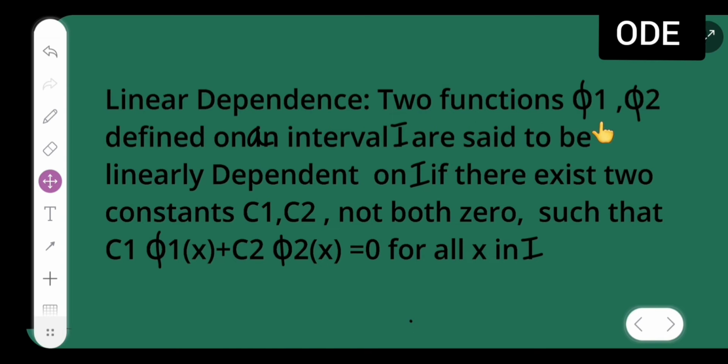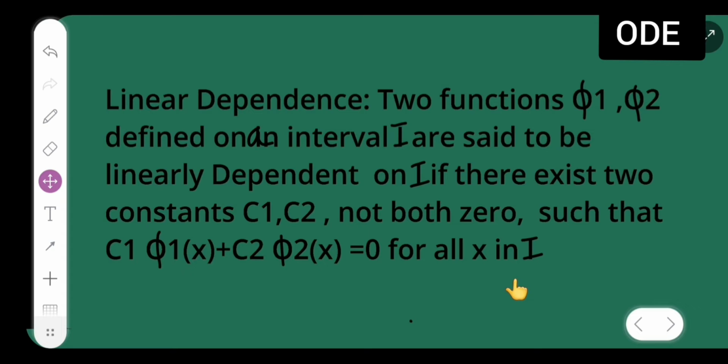Two functions phi1, phi2 defined on an interval I are said to be linearly dependent on I if there exist two constants c1, c2 not both 0, such that c1 into phi1 of x plus c2 into phi2 of x is equal to 0 for all x in I. Okay.